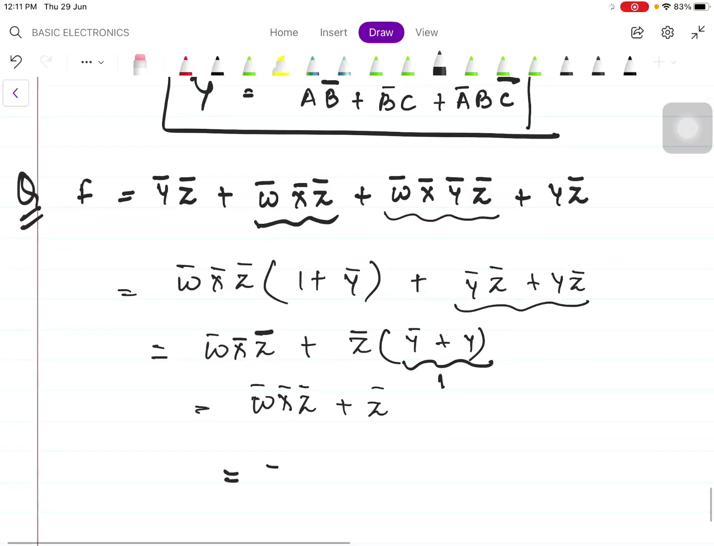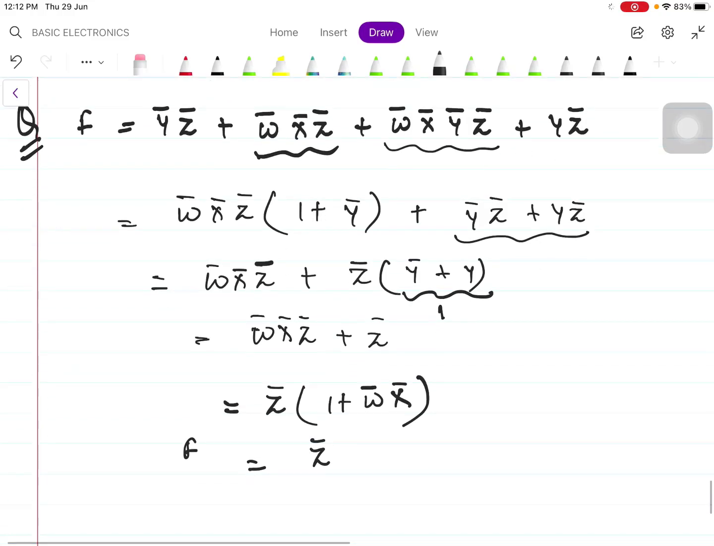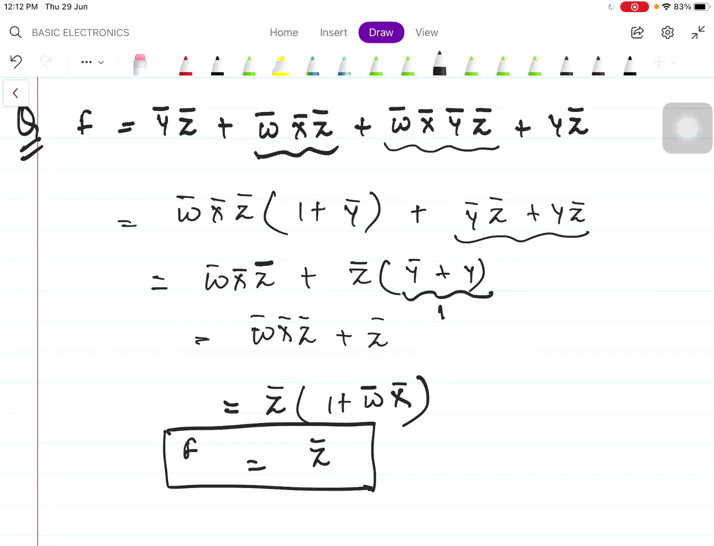So now let us take z bar common. It will be 1 plus w bar x bar, and anything added to 1 is 1, so z bar. So f is equal to z bar. This is the final answer. So this is how we solve very simply. If we understand the Boolean laws, we can minimize the expressions very easily. It is very easy to solve them.